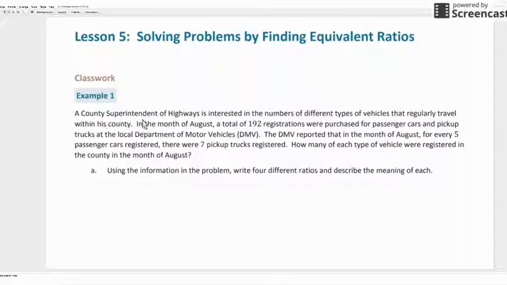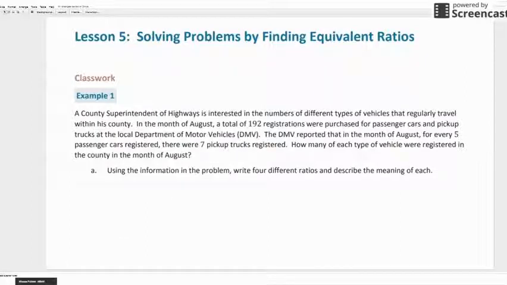A county superintendent of a highway is interested in the number of different types of vehicles that regularly travel within his county. Okay, it's just some information, nothing important yet. In the month of August, a total of 192 registrations were purchased for passenger cars and pickup trucks at the local Department of Motor Vehicles, or DMV. So there is important information.